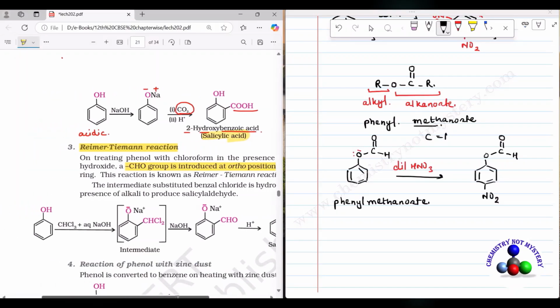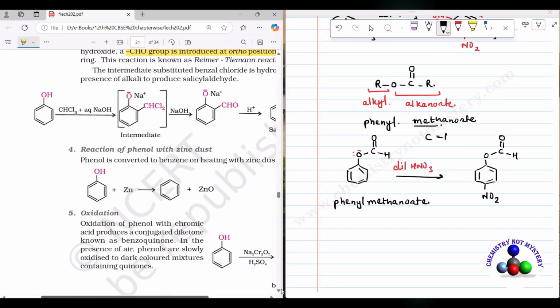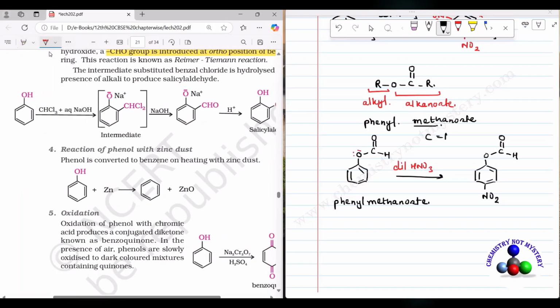Now let's observe the reaction. In this reaction, phenol is treated with chloroform and aqueous NaOH. With aqueous NaOH, phenol undergoes a neutralization reaction and results in the formation of sodium phenoxide ion. As this phenoxide ion activates the benzene ring towards electrophilic substitution and directs the coming electrophile to either the ortho or para position, a CHCl2 group will get attached to the ortho position. This is the intermediate of the reaction.